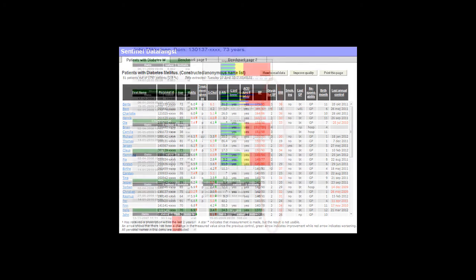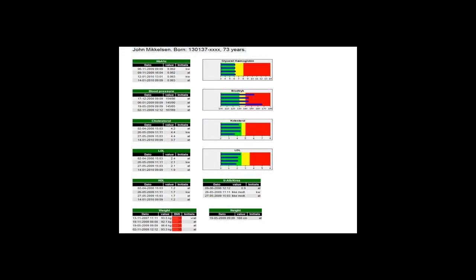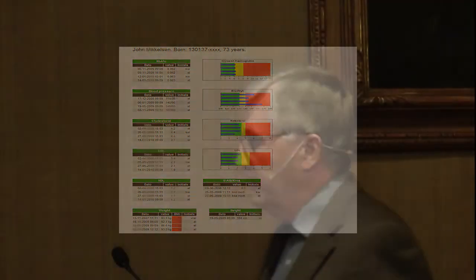Here you can see it's a site for the patient. So it's possible for the patient to see the blood pressure and the weight. That's a problem for the patient. And here the different tests that have happened in the last year. The patient also has access to their own data.